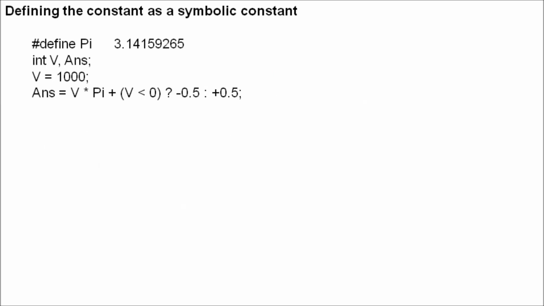This example is the same as before, except that instead of using a literal value for pi, it has been replaced with a symbolic constant. The compiler preprocessor will perform a string replacement and replace the symbol pi with its defined value, and this takes place before program compilation takes place.